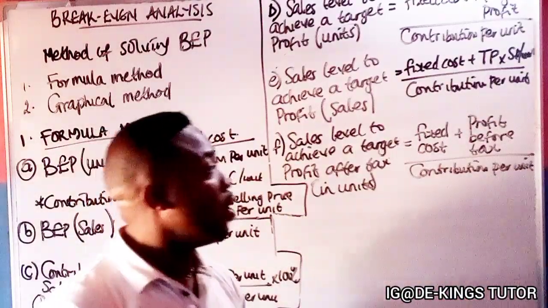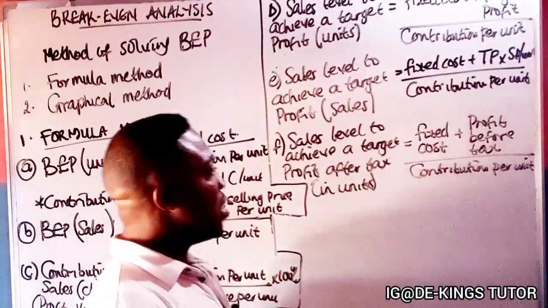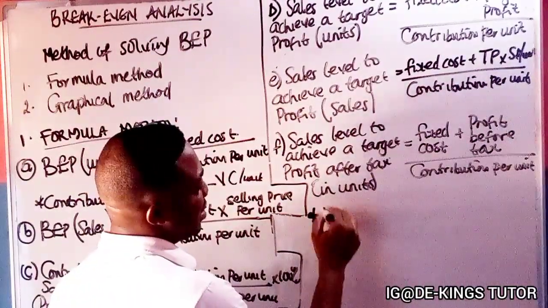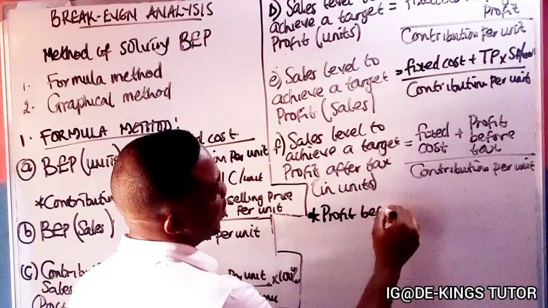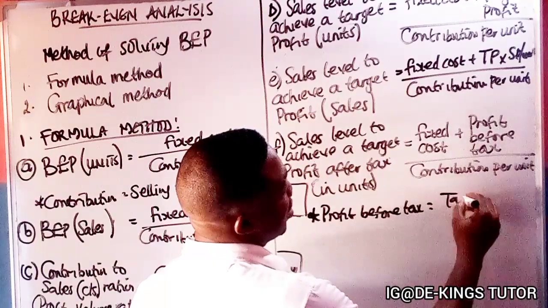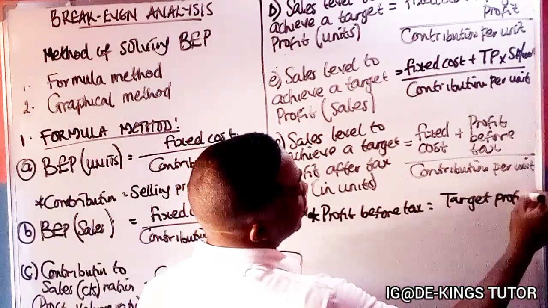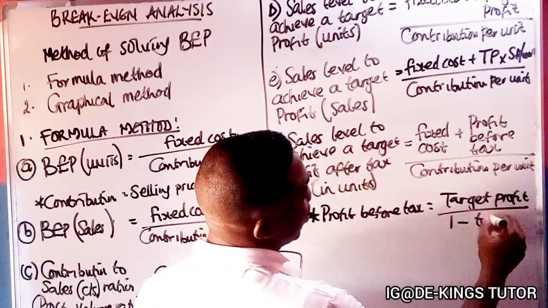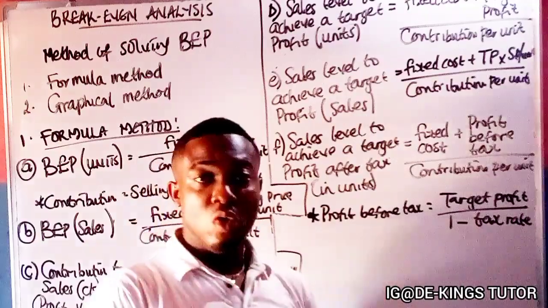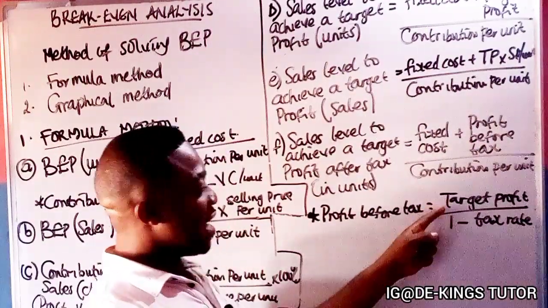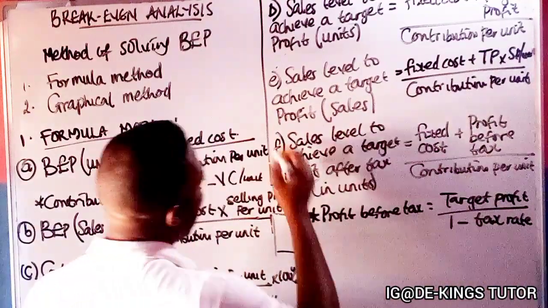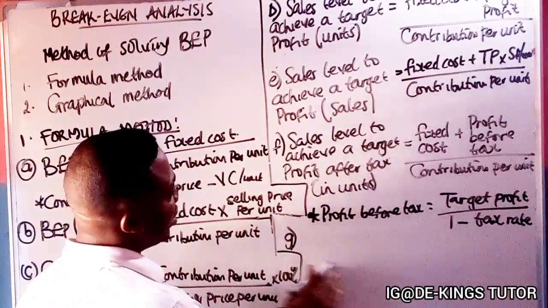The fixed cost plus profit before tax over contribution per unit. Now you might want to ask, so what is the profit before tax? Note that the profit before tax will be given as the target profit over 1 minus the tax rate. Okay, so the profit before tax in this situation will be the target profit over 1 minus what? The tax rate.